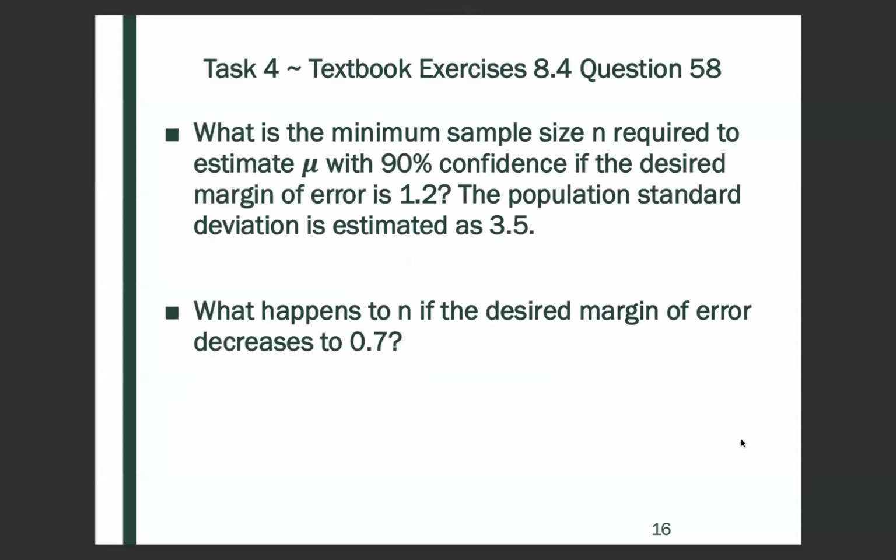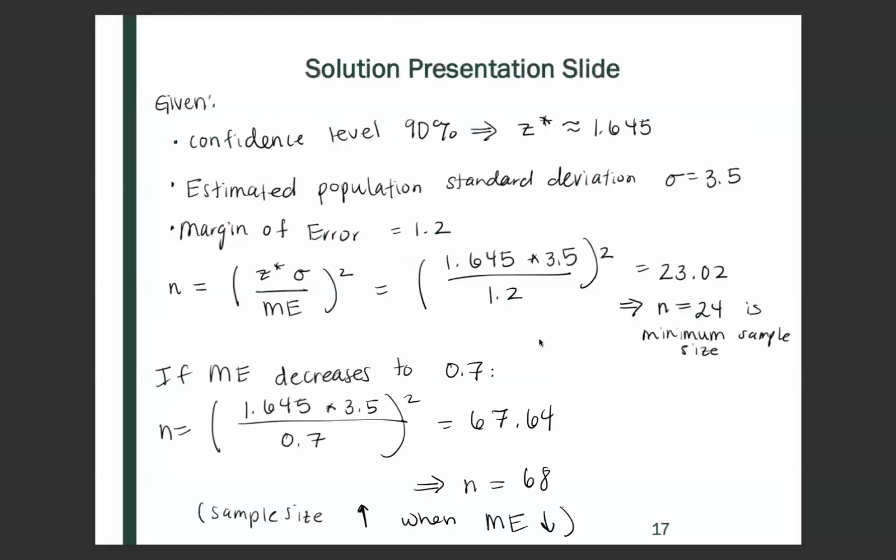What is the minimum sample size n required to estimate mu with 90% confidence if the desired margin of error is 1.2? The population standard deviation is estimated as 3.5. And then we want to talk about what happens to n if the desired margin of error decreases to 0.7. So here is the information that we're given. We're given the confidence level of 90%. So that means that our z-star value is going to be 1.645. We're given that the estimated population standard deviation is 3.5, and we're first given that the margin of error is 1.2.